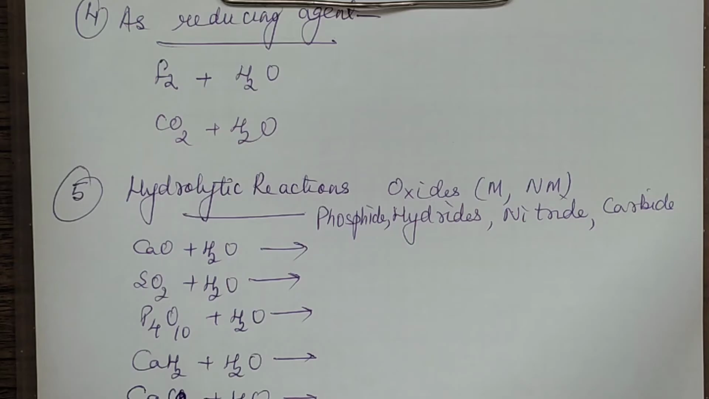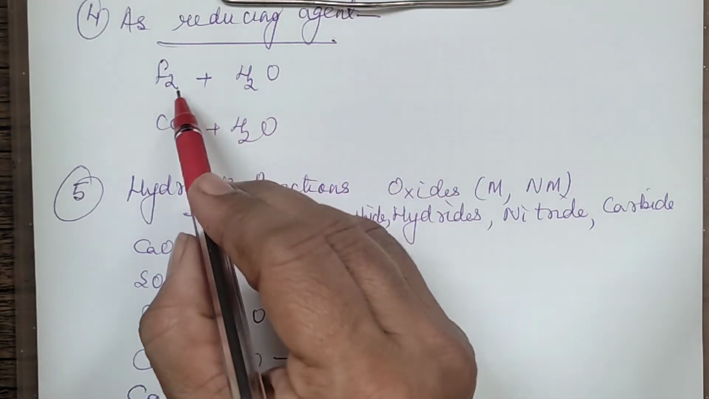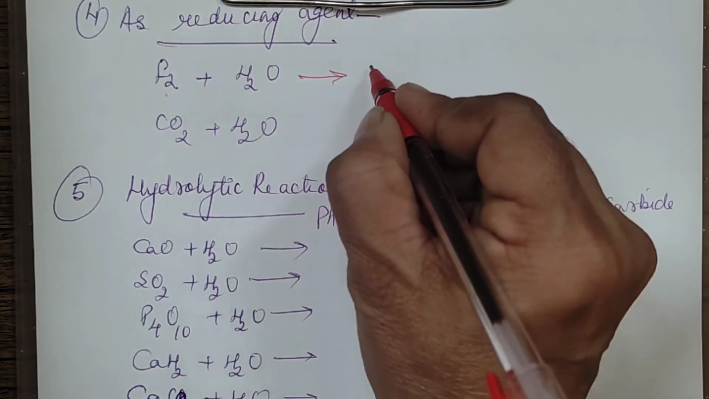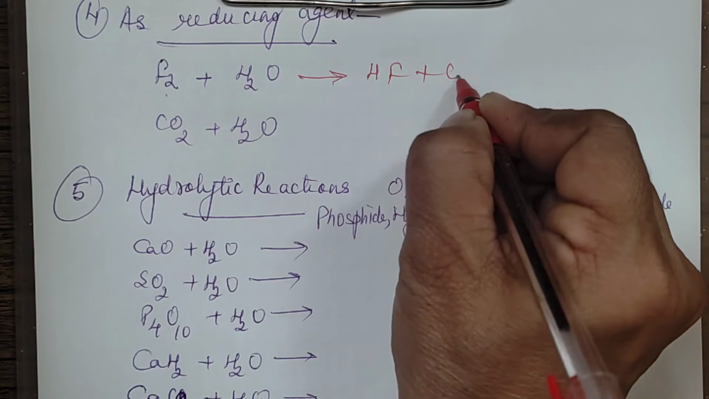Fine. Now water as a reducing agent. Suppose we take the electronegative element fluorine, it will form HF plus oxygen.